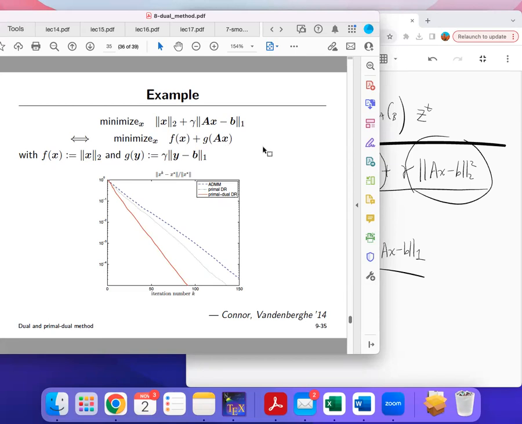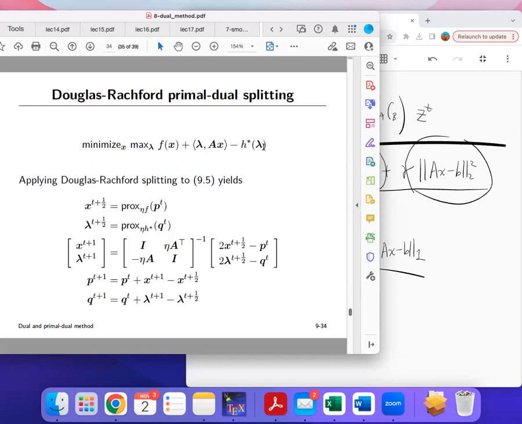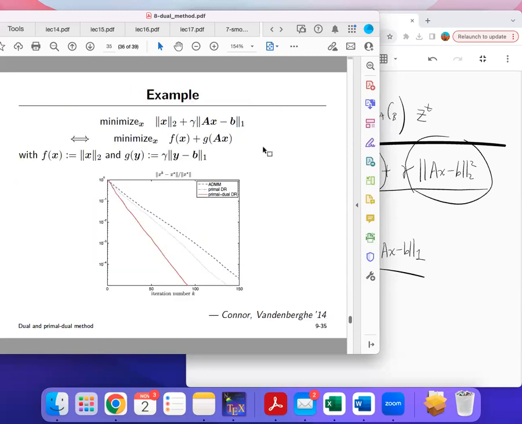So this exactly falls into the Douglas-Rachford splitting algorithm. So we just apply this algorithm. We can directly apply the Douglas-Rachford splitting algorithm. And then numerically, these two are Douglas-Rachford. I think the red one is what we are talking about, the primal-dual Douglas-Rachford splitting, which converges very fast. ADMM is the algorithm that we'll talk about later.